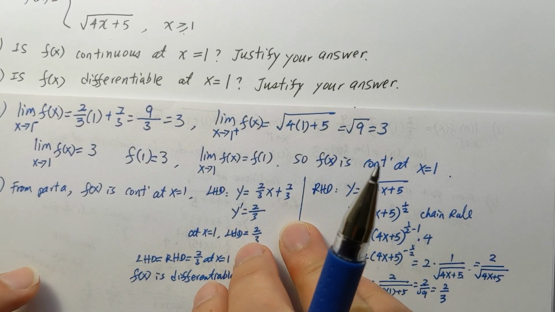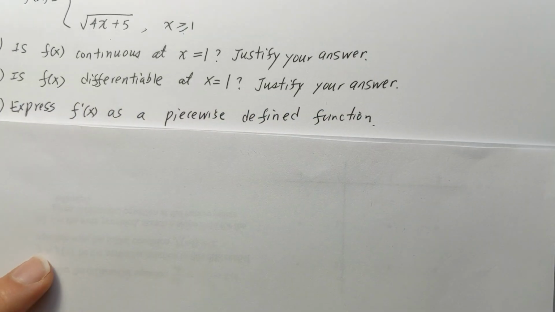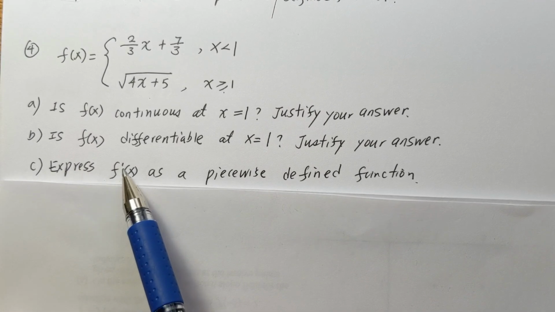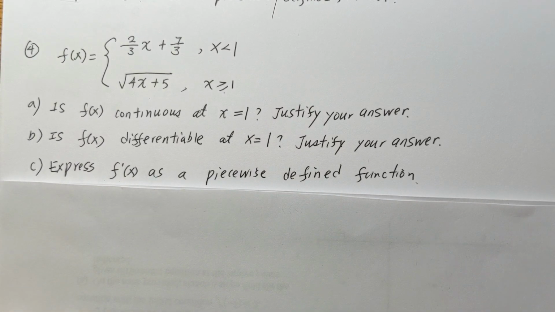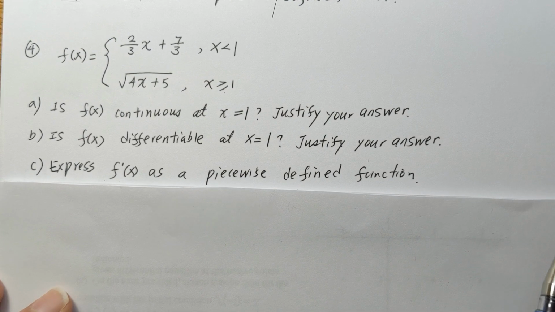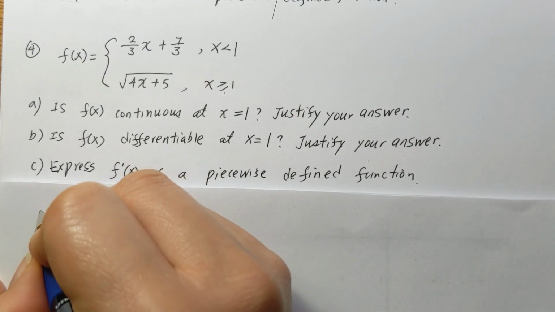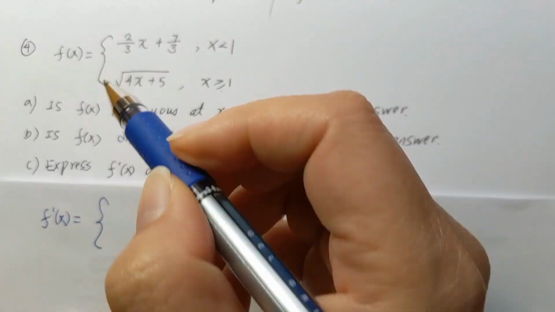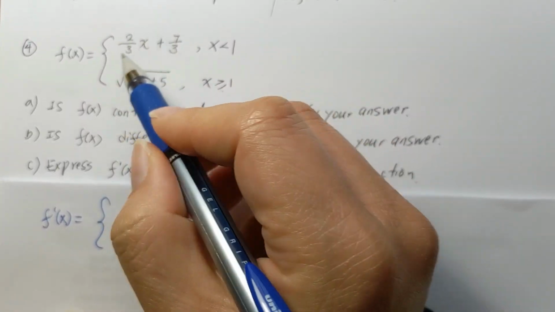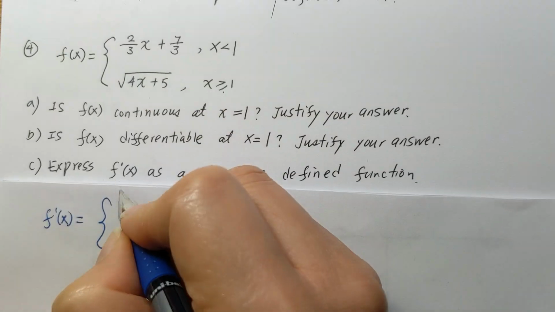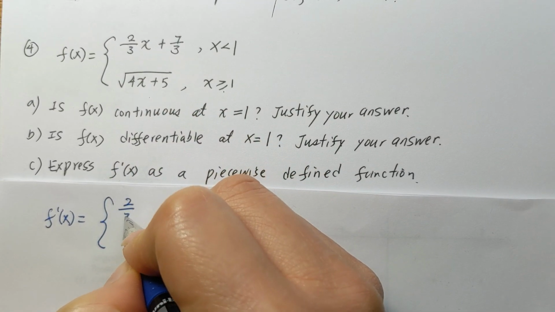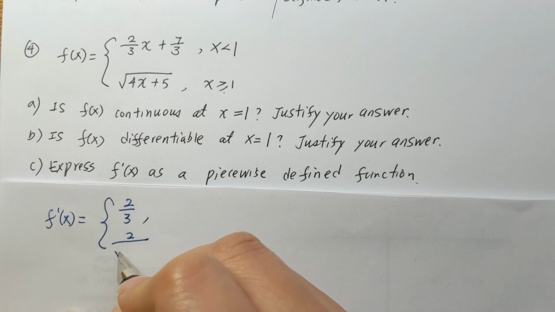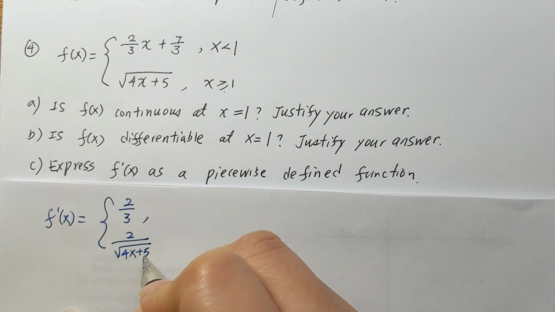Let's take a look at part C. Part C, express f prime of x as a piecewise defined function. So we know that f prime of x is going to be a piecewise function. So based on our part B, we found the derivative. For the first piece is 2/3. For the second piece, it will be 2 over square root of 4x plus 5.